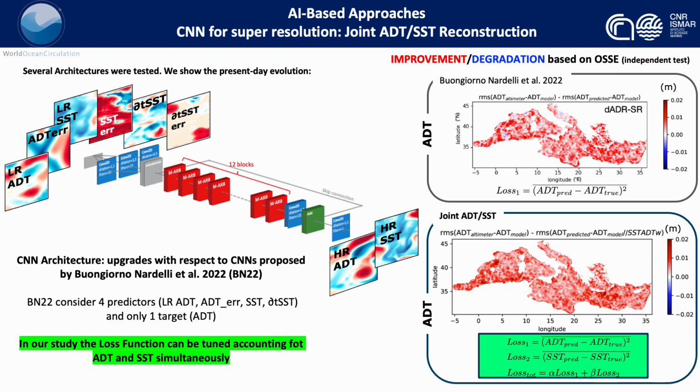And this is also due to the possibility of tuning the loss function through which the neural network is trained in an innovative way that accounts simultaneously for absolute dynamic topography and sea surface temperature with relative weights.